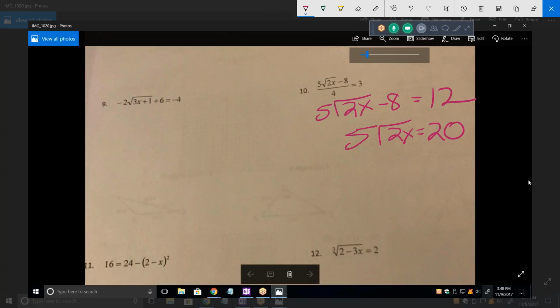So 5 times the square root of 2x equals 20. Now you can divide by 5. Yep. And now do you square it? So x equals 8. And you'll find that if I substitute 8, I get the square root of 16 is 4. 5 times 4 is 20. Minus 8 is 12. 12 divided by 4 is 3. So again, when I only get one solution, it's not so necessary to go through and prove that it's correct.